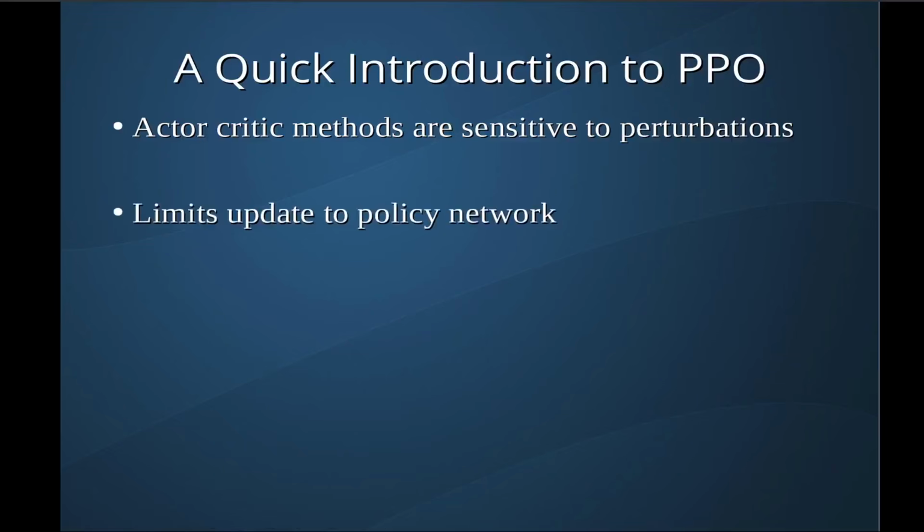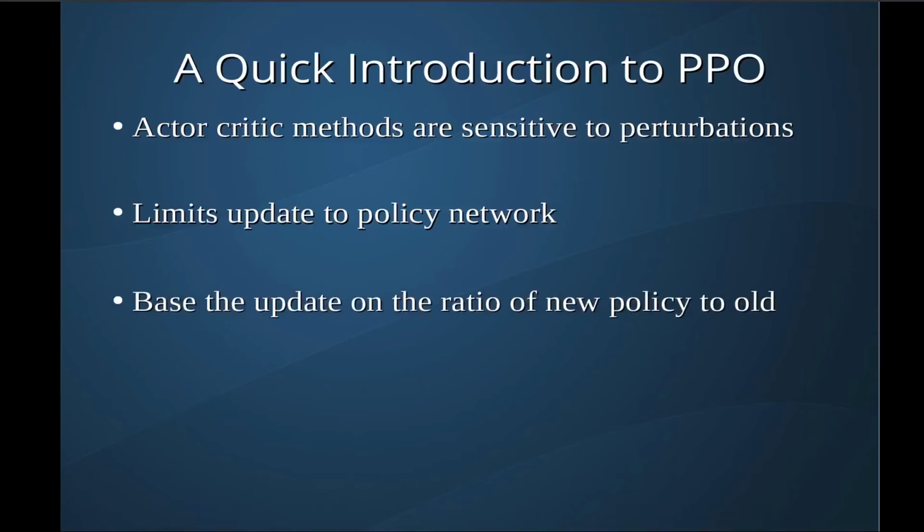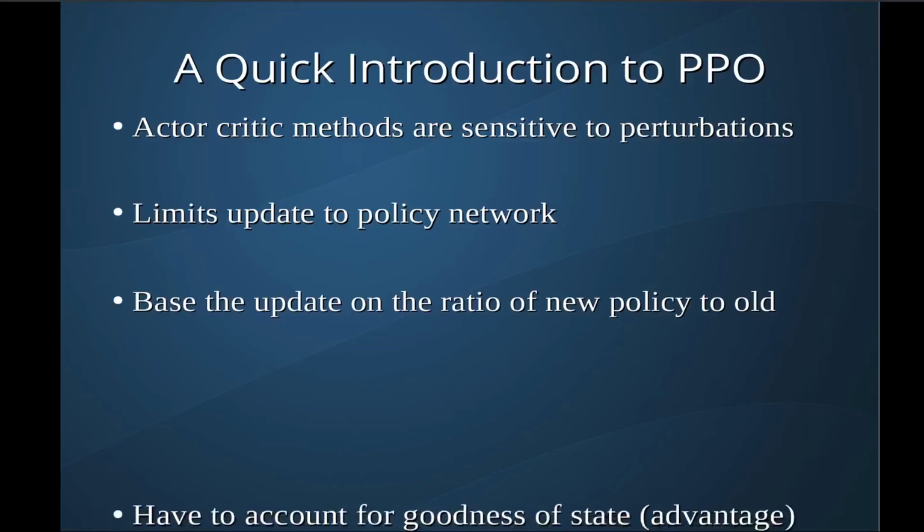PPO addresses this by limiting the updates to the policy network. It has a number of mechanisms for doing this, but the basic idea is that we're going to base the update at each step on the ratio of the new policy to the old. And we're going to constrain that ratio to be within a specific range to make sure we're not taking really huge steps in parameter space for our deep neural network.